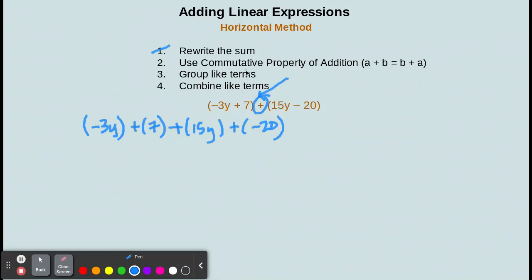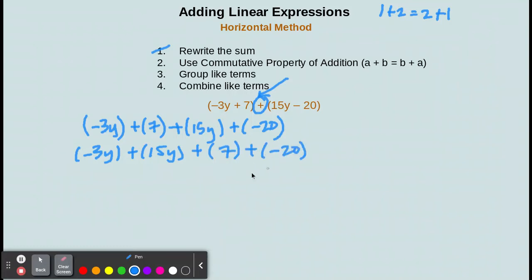Now we need to use the commutative property of addition, which remember says a plus b equals b plus a, meaning 1 plus 2 equals 2 plus 1. Doesn't matter which order you add them in, right? It's going to come up with the same answer. Okay, so let's rearrange this so that our y's are next to each other. Negative 3y plus 15y. And now we're going to get our constants close to each other. 7 plus a negative 20.